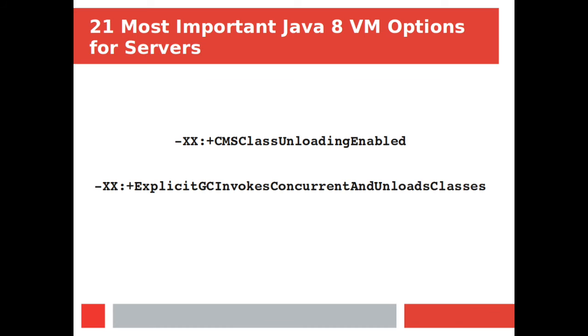The usage of RMI will cause the JVM to do a full garbage collection every hour. This might be a very bad idea for large heap sizes because the full garbage collection pause might take up to several seconds. It would be better to do a concurrent garbage collection and try to unload unused classes to free up more memory, which is exactly what the second option does.